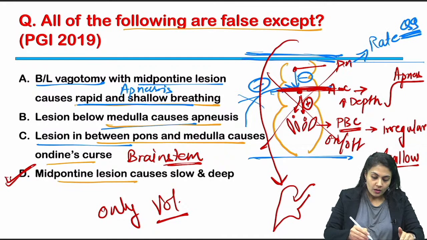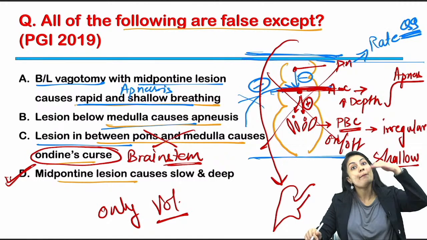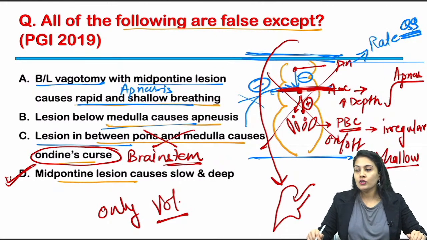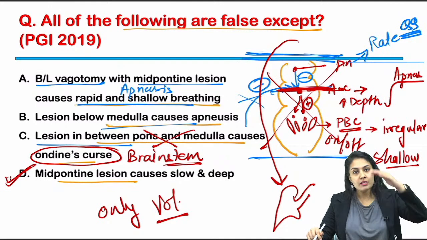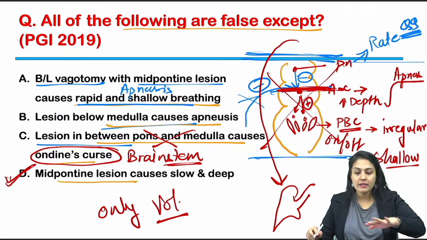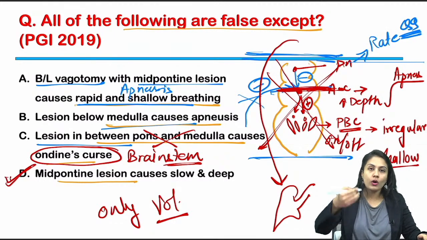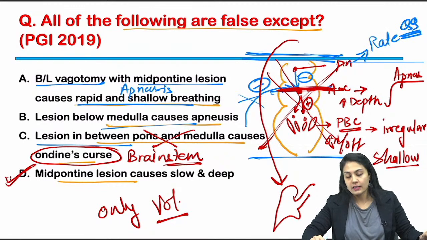Remember, in Ondine curves the lesion is not between the pons and medulla. The lesion is above the pons. That means the whole brainstem is not working. Basically, what I mean to say is the whole brainstem is not working. Only the cortical centers are giving the signals to the lungs.